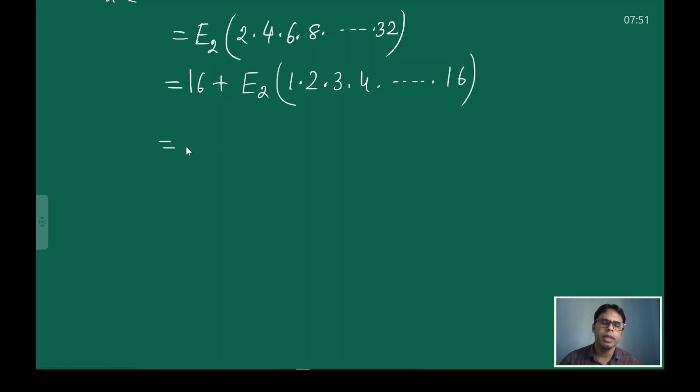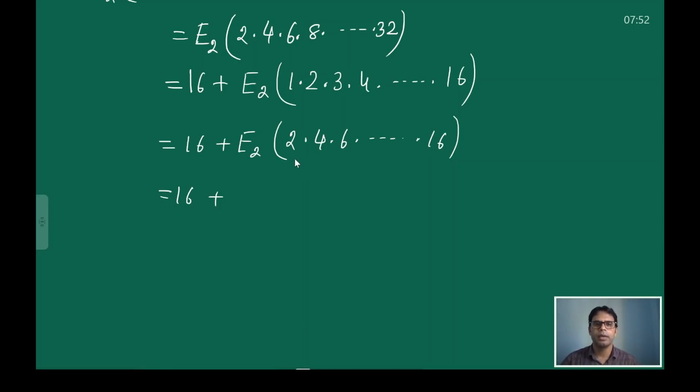Repeat the same rule. 16 plus e2 of 1, 2, 3 and so on. The numbers 1, 3, 5, 7 up to 15 you remove, because they have no factor 2. Therefore it will be simply e2 of what remains: 2, 4, 6 and so on up to 16, as done earlier. 16 is already here, and from each term a 2 comes out. The last one is 2 into 8.